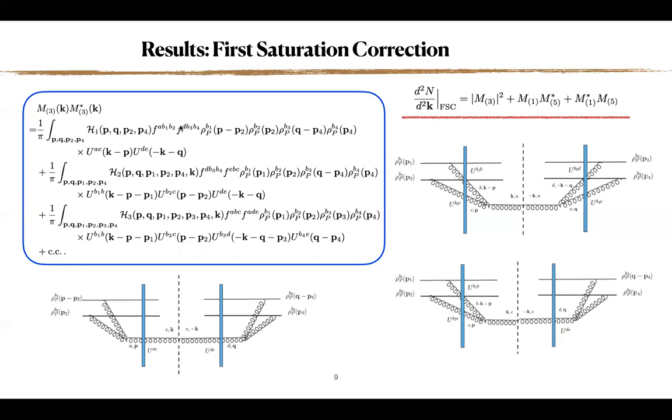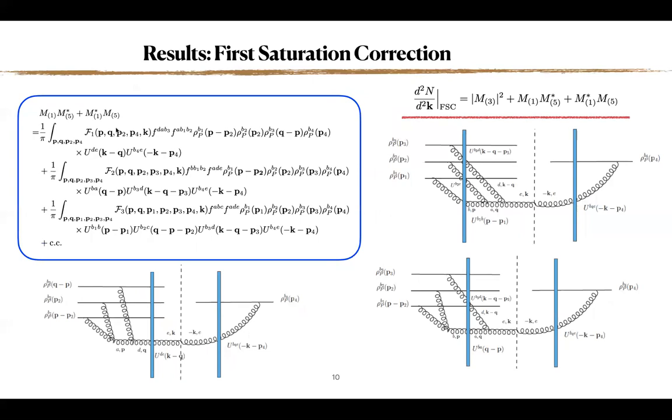The dependence on the color structure, that's the dependence on rho_P and U, can be nicely reflected in these three diagrams. However, the kinematic factors H1, H2, and H3 cannot be reflected in these diagrams. They have to be calculated by summing up all these diagrams.